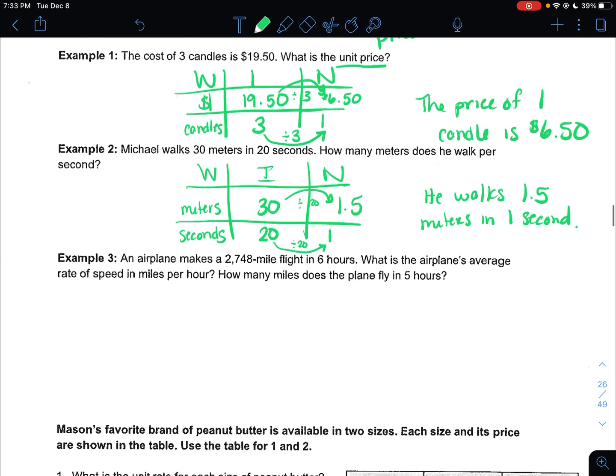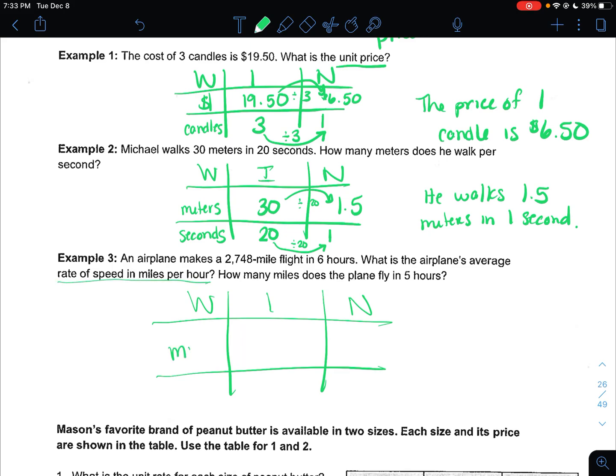Okay, one more, and then I'm going to have you practice them on your own. So example 3 says that an airplane makes a 2,748-mile flight in 6 hours. What is the airplane's average rate of speed in miles per hour? And how many miles does the plane fly in 5 hours? So the first thing we're going to do is make our hashtag, and figure out what the rate of speed in miles per hour is. So our 2 words are miles and hours.